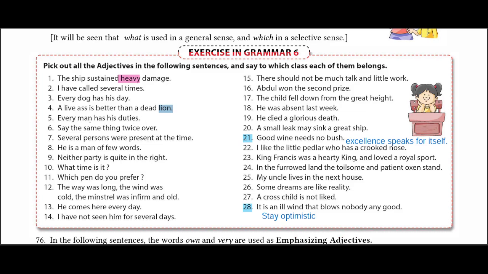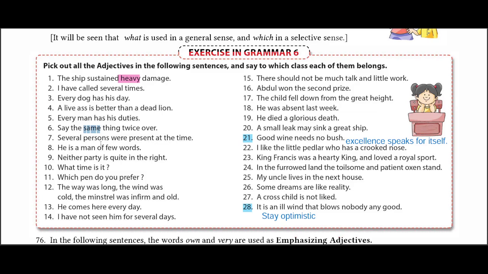Every man has his duty. Man is a noun, and every is a distributive numeral adjective because it is referring to all the men in the group. Say the same thing twice over. Thing is a noun, and same is pointing out which thing. Same thing. So same is a demonstrative adjective.